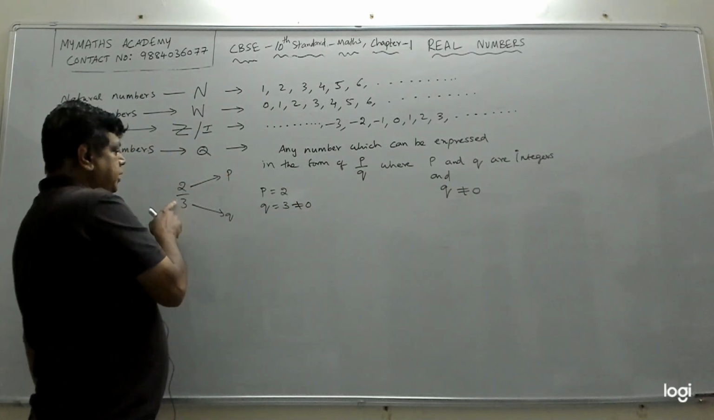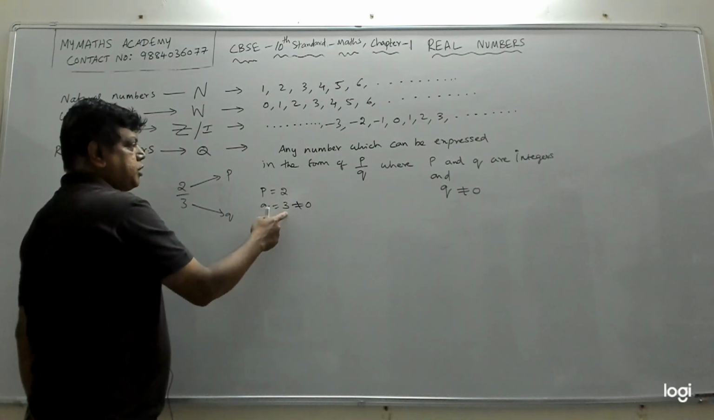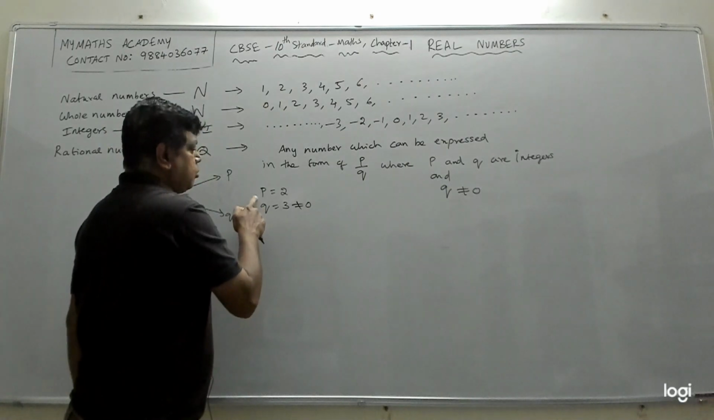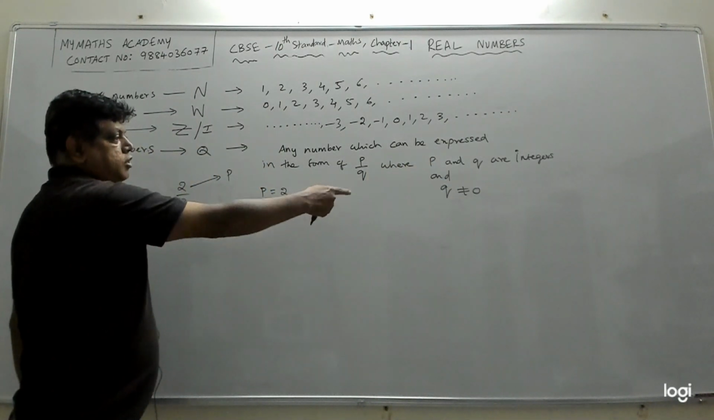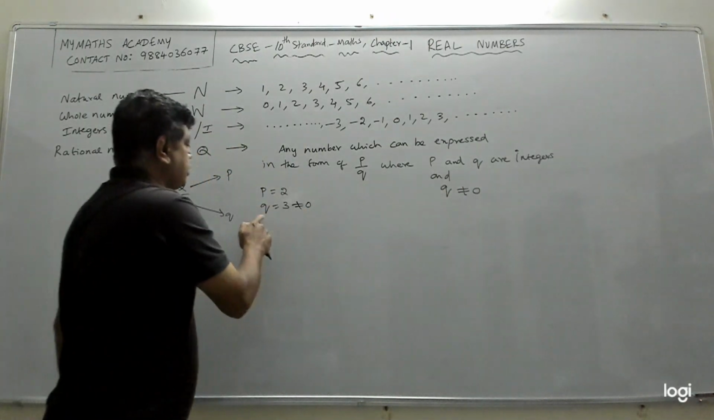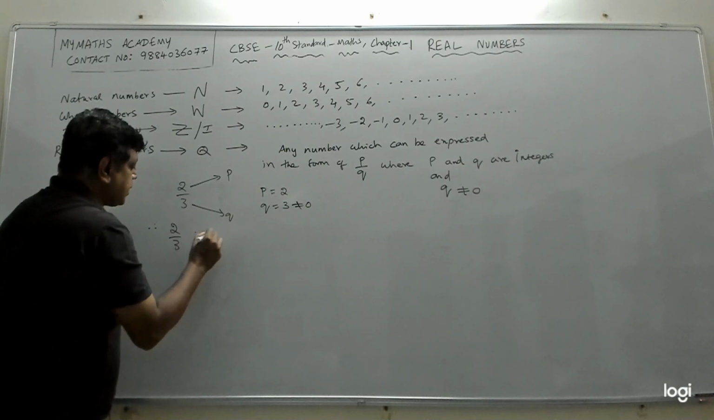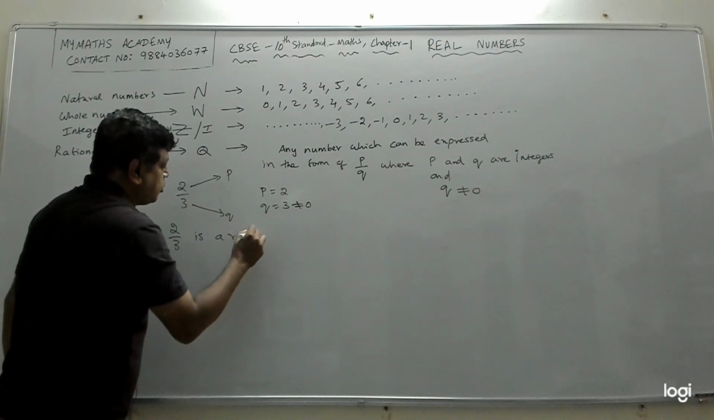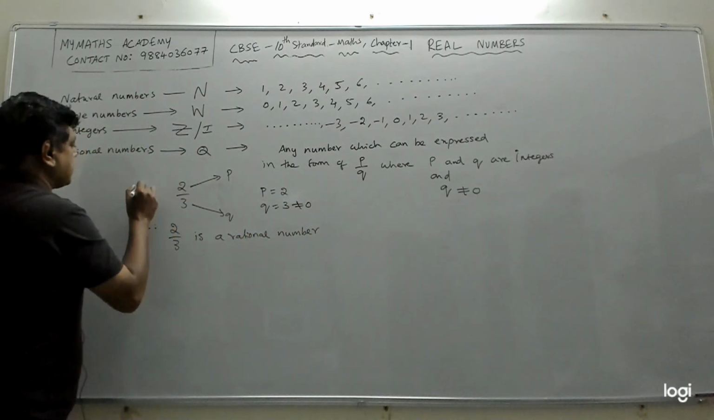So, 2 by 3 is in the P by Q form, where P is 2, Q is 3. P and Q, which means 2 and 3, are integers. And Q, which is 3, is not equal to 0. The denominator should not be equal to 0. Therefore, 2 by 3 is a rational number. I can take this as the first example.